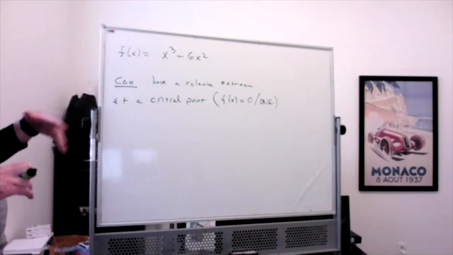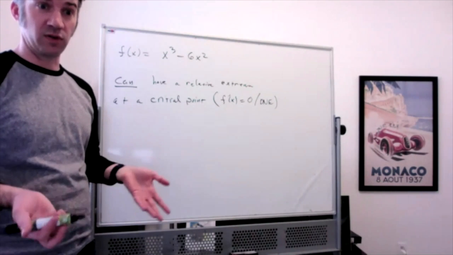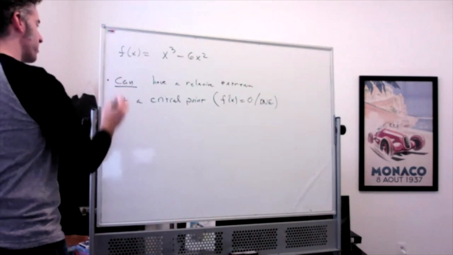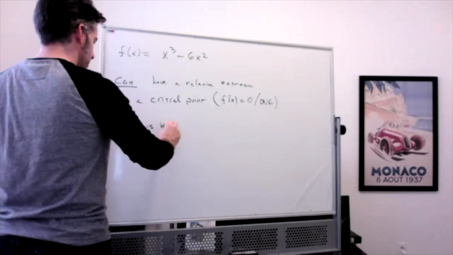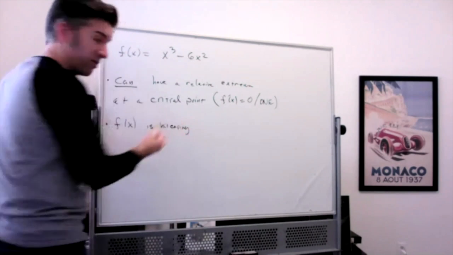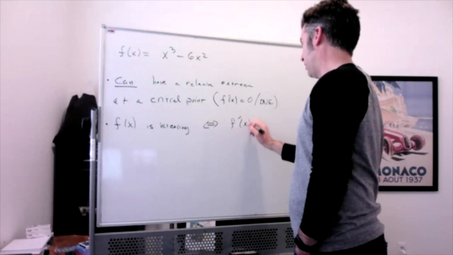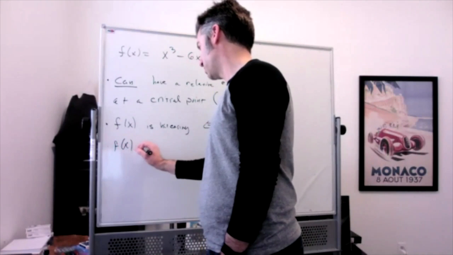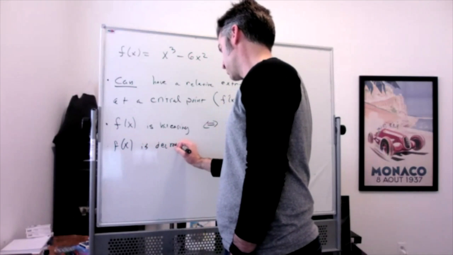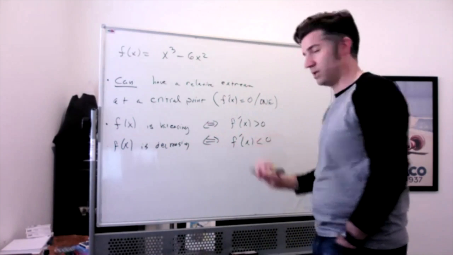Okay, so we're going to use where the derivative is 0 or undefined to then find where the derivative is positive or negative and talk about where the function is increasing or decreasing. And so this should also say a function is increasing where its derivative is positive. So f of x is increasing if and only if f prime of x is positive. And similarly, f of x is decreasing when the derivative is negative. Okay.